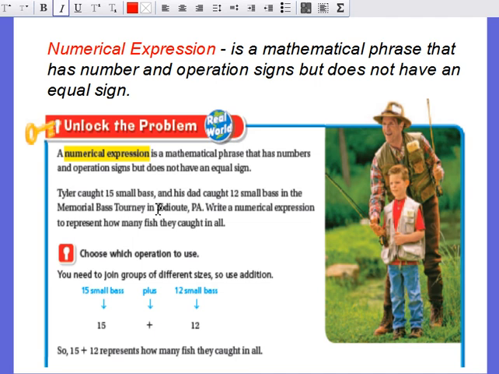Tyler caught 15 small bass. His dad caught 12 small bass in the Memorial Bass Tournament in Tiburon, Pennsylvania. Write a numeral expression to represent how many fish they caught in all. So I look at my information and I see he had 15 small bass and his dad had 12 small bass. So I write down 15 and 12, and I ask myself, what is the question asking me to do? It says how many fish are caught in all, so that tells me I have to add. So my numeral expression is 15 plus 12.